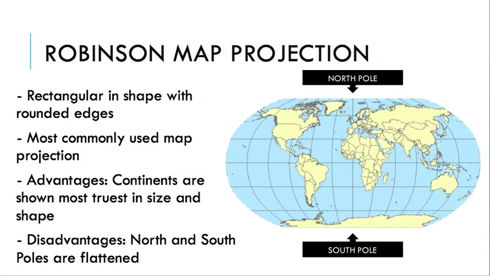But one of the disadvantages of this is that the North and the South poles are flattened. So we know in our 3D models of a globe, we have the top and we have the North and the South pole. Here they've kind of flattened out the top, so it's a little bit inaccurate towards the North and the South Pole.